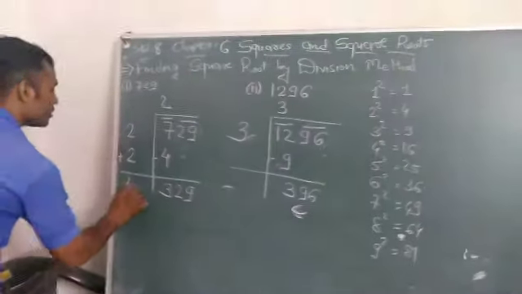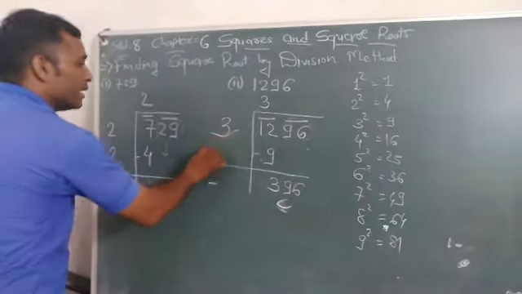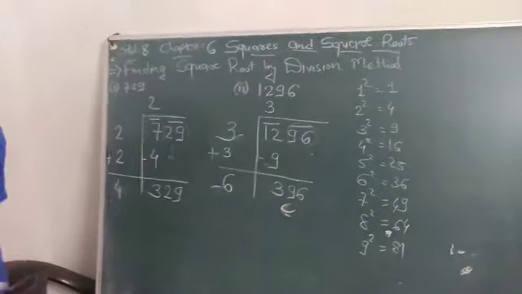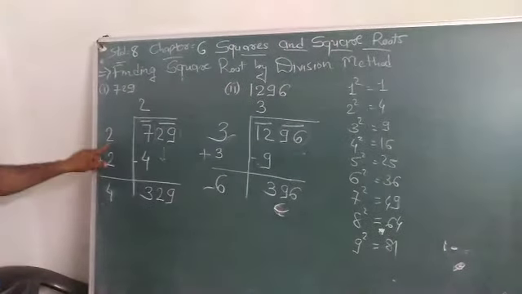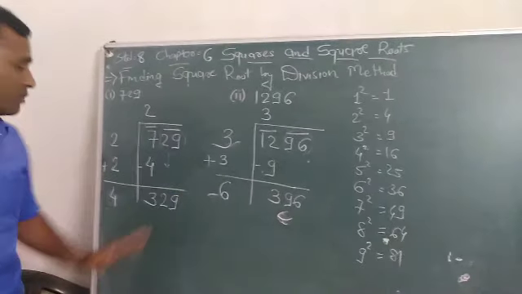Now the next step is, here is 2, so add again. 2 plus 2 is 4. Here is 3, add again. 3 plus 3 is 6. Okay, make it double. Double of 2 is 4, double of 3 is 6. Simple.